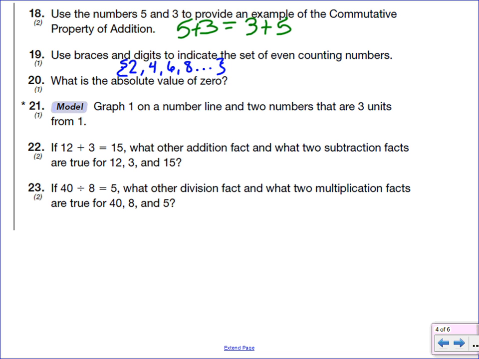What is the absolute value of 0? Well, how far is 0 away from 0? It's 0 away from that.